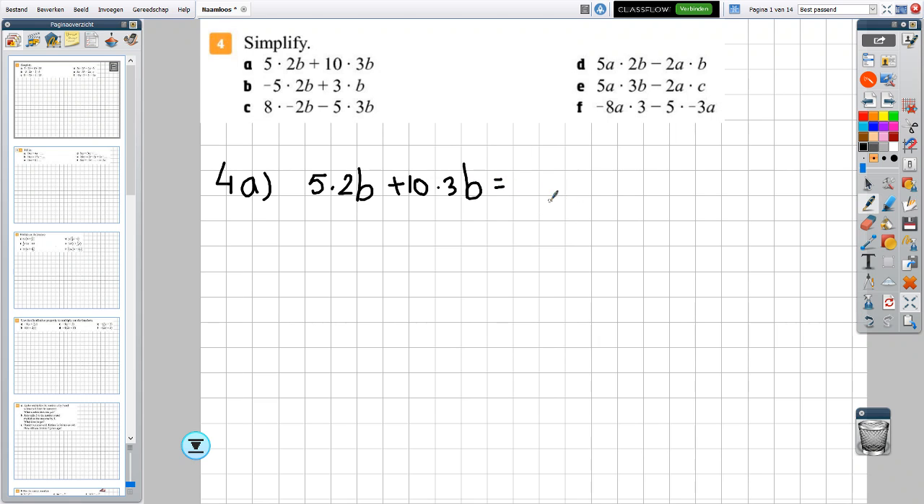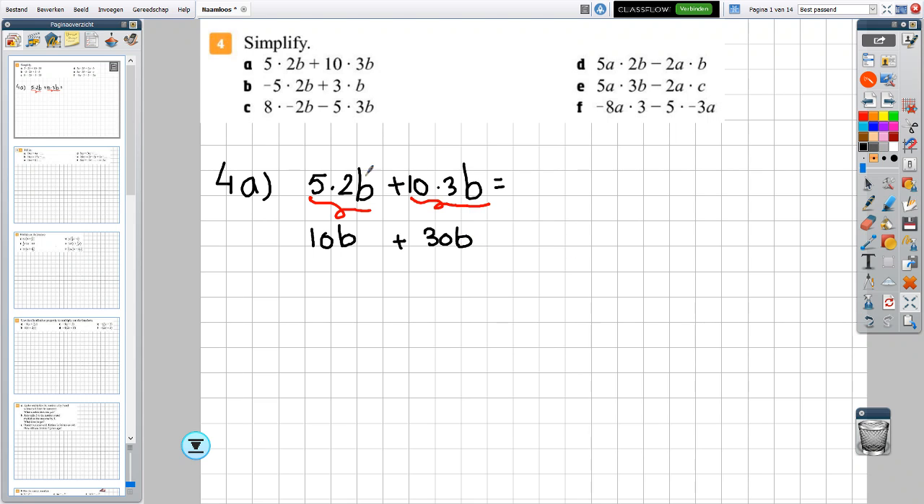Remember, if you have a question like this, that if there are any multiplications and additions anywhere in the exercise, we must first follow the order of operation, right? So in this case, I must first calculate this and this, because those are multiplications, and you always do multiplications before you do additions and subtractions. So if we're going to calculate this right here, 5 times 2b gives me 10b, and 10 times 3b gives me 30b.